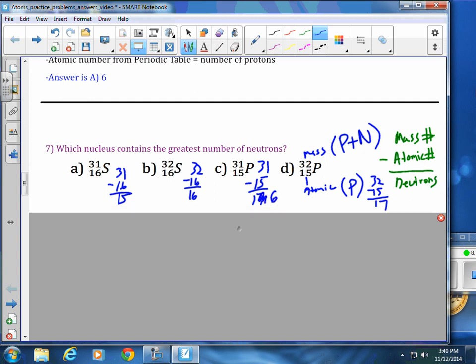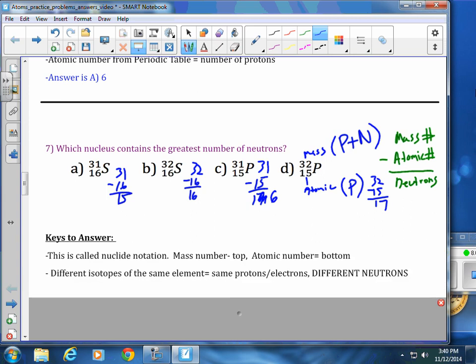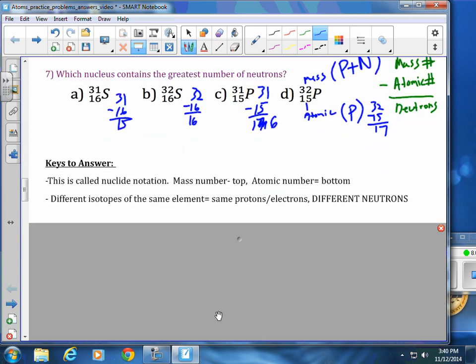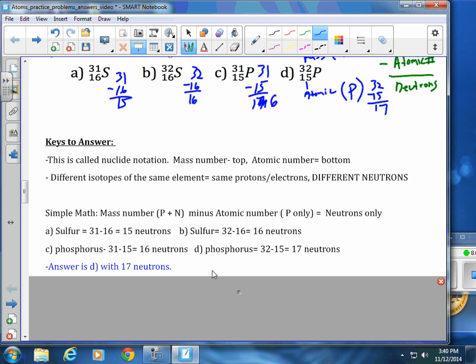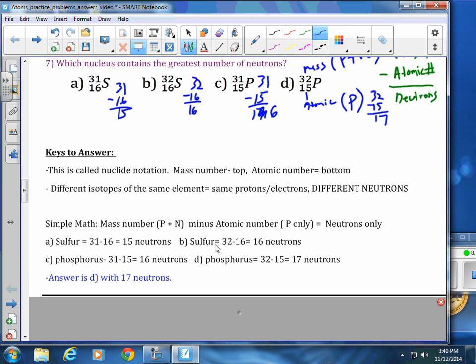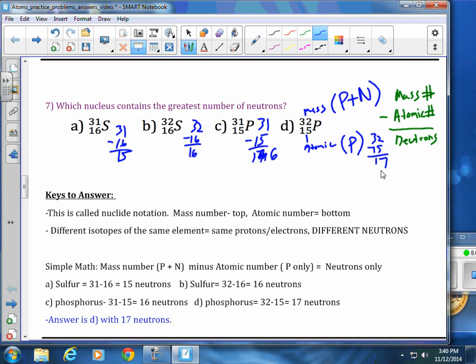I lied. Okay, so scrolling down just to check my work, I wrote the answers under here. So yes, sulfur is 15, sulfur again is 16, 16 and 17. So my answer would be D, 17, because D has the most neutrons. And I found that again by subtracting the mass number minus the atomic number in each isotope.